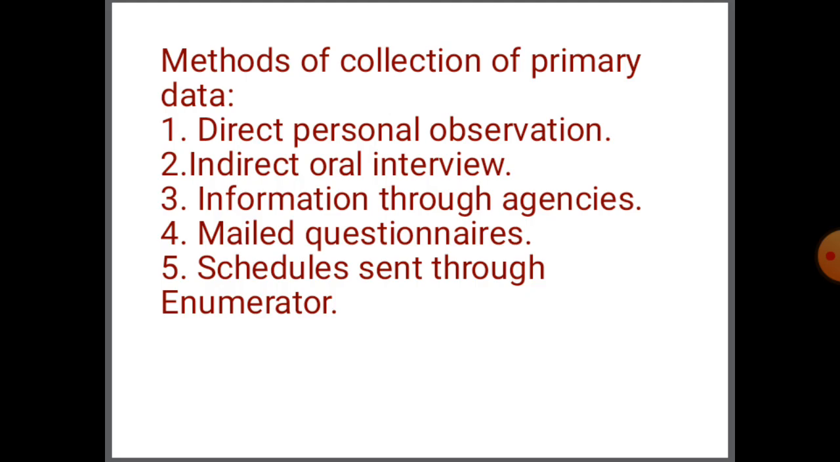In this class, we are going to discuss about methods of collection of primary data. There are 5 methods of collection of primary data. They are direct personal observation, indirect oral interview, information through agencies, mailed questionnaires, and schedules sent through enumerators. In today's class, we are going to discuss about how the data is collected in all these methods, suitability of these methods, as well as merits and demerits of all the methods of collection of primary data. Let us discuss one by one.